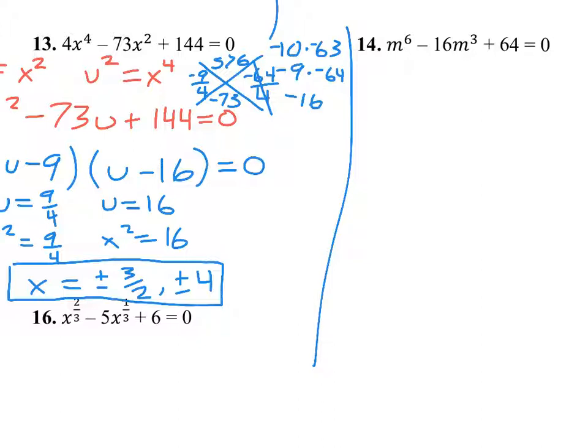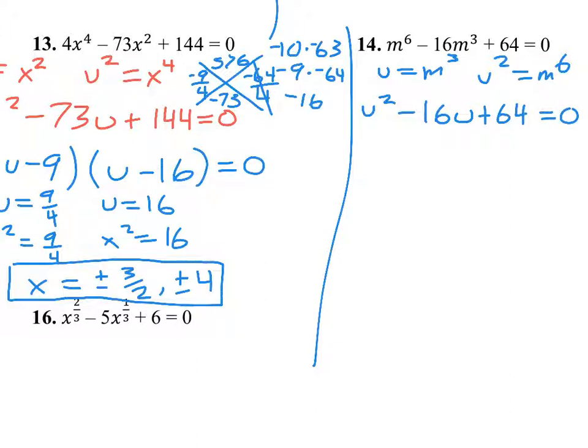Okay, for number 14, we can do U substitution again. U would equal the middle without the coefficient. And then if we square both of those, we get m to the sixth. So we're going to get 6 answers for this problem. Rewrite it using the letter u. U squared minus 16 times u plus 64.